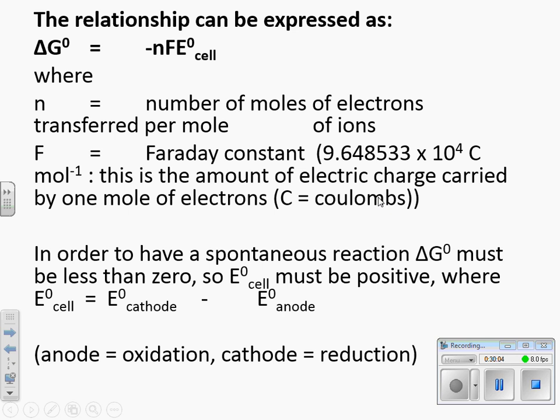The relationship between the electrode potential, well, this is actually the overall cell potential, the standard cell potential, and Gibbs free energy can be expressed like that. So delta G naught equals minus N F, we haven't met F before, that's a new one, E naught for the cell. Right, E naught for the cell is what you're measuring.